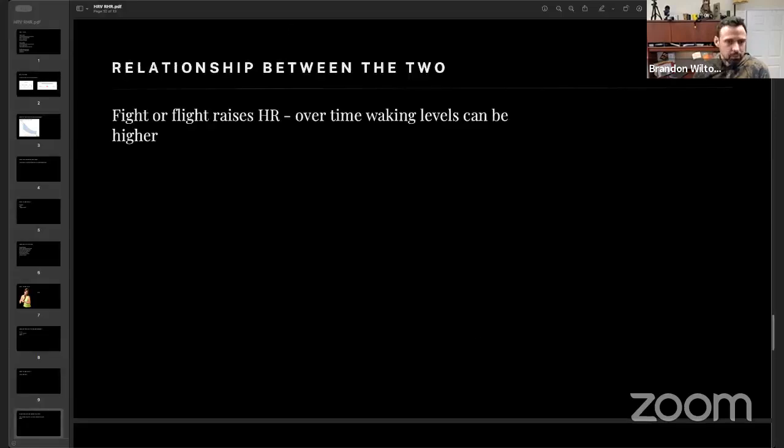The relationship between the two: fight or flight raises the heart rate. And over time, you can have consistently high waking levels. Okay. So if you're waking up and you're checking your heart rate every morning and it's in the 70s or 80s, you're like, okay, maybe I'll look and see what opportunities there are. It's a measurement once again to say, well, I don't feel that great, also combined with this. So how are these behaviors going to help this?